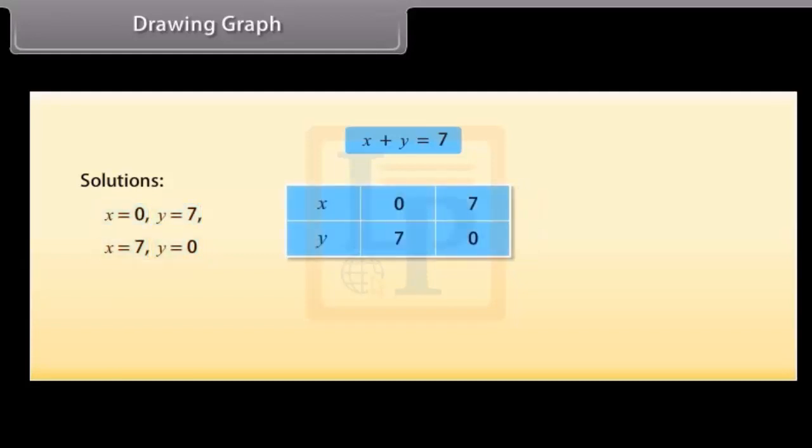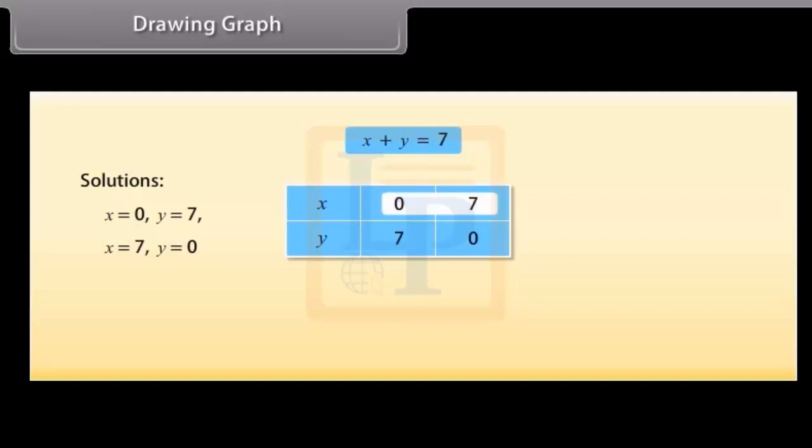Drawing graph. Let us now draw the graph of this equation, x + y = 7. We know that to draw the graph, we need at least 2 solutions of the equation. So the 2 solutions are x = 0, y = 7, and x = 7, y = 0. We can use this table to draw the graph.